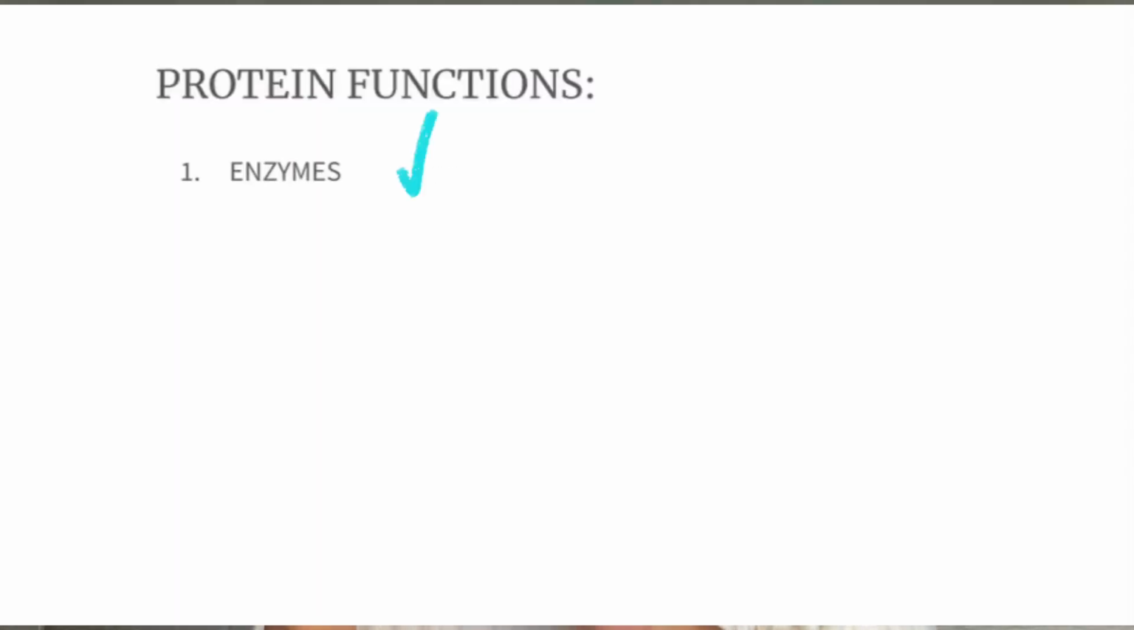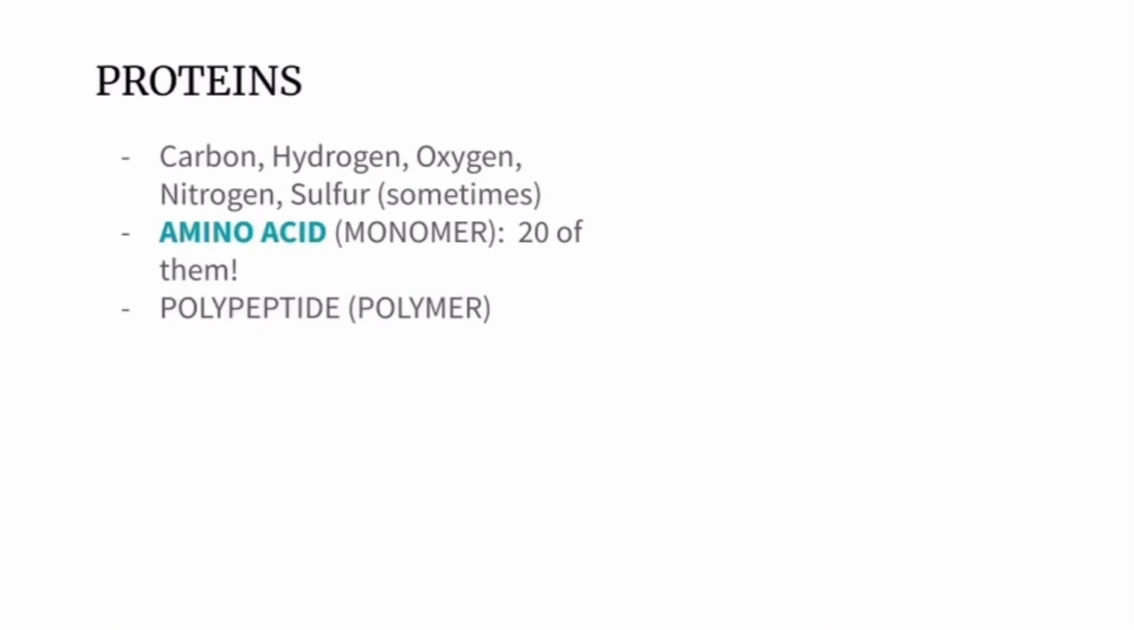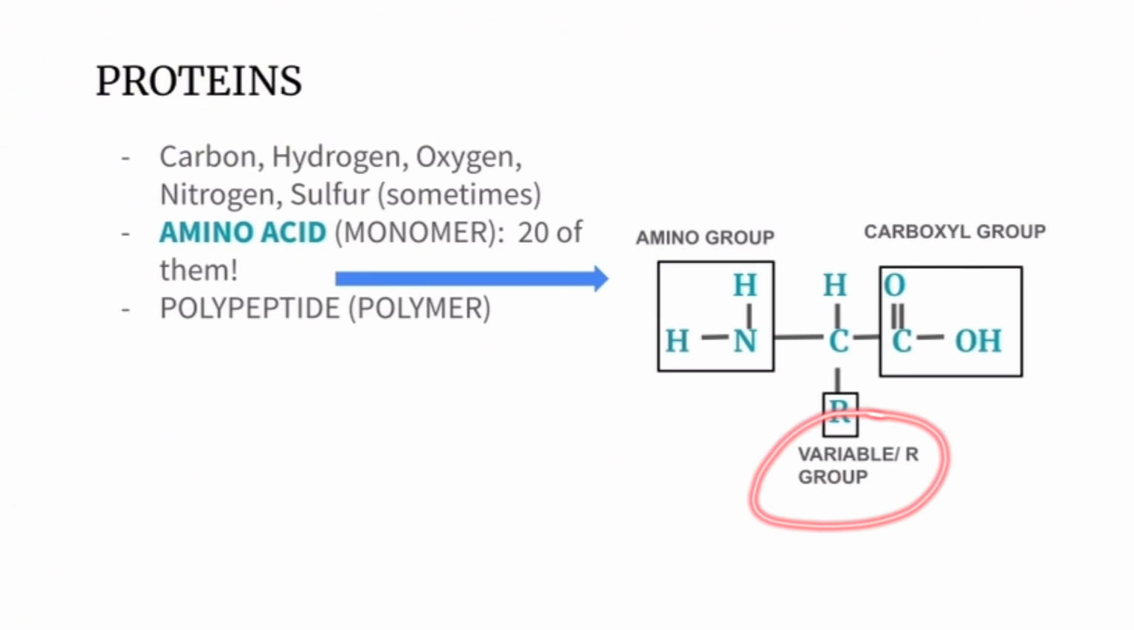Our final organic macromolecule group are proteins, and proteins are involved in almost everything. Enzymes, cell communication, cell transport, defense, movement. The monomer form of a protein is an amino acid, and there are 20 amino acids. When looking at the structure of the amino acid, you can see 3 different parts: the variable group, the amine group, and the carboxyl group. The variable group is what makes each amino acid unique due to its chemical composition. The polymer form of a protein is a polypeptide.